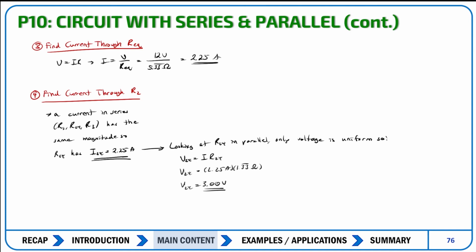That still doesn't give us the answer. Now we know that V2 must have the same voltage as V24, so it has to be 3.00 volts. And we know that R2 has a resistance of 2 ohms. Now between these two, we can say V2 is equal to I2 R2, and I2 is equal to 3.00 volts divided by 2 ohms, which is equal to 1.5 amps. That's flowing through that resistor specifically.